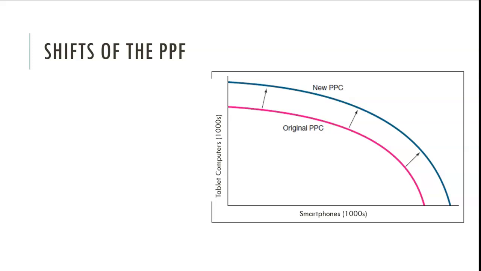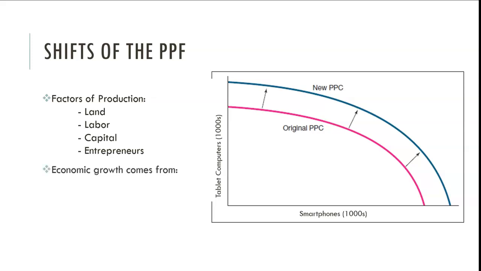We can have an increase in our production possibility curve. This can shift out or shift to the right. So an increase in production capacity means that something has changed about our factors of production. We have more land, more labor, more capital, more entrepreneurs. Something has to increase for this to shift outward, shift to the right. So this represents economic growth. Our economy is growing. We can produce more stuff than we could before.